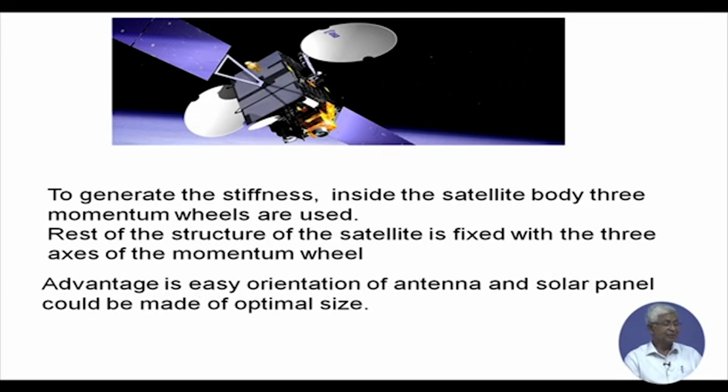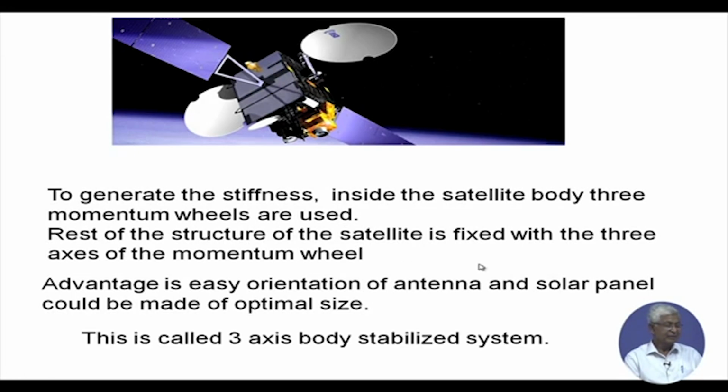The satellite structure can be rectangular or any other shape, and the solar panel could be made of optimal size, always oriented toward the sun. Antennas can be pointed to the service area. So nowadays most of the satellites are this 3 axis body stabilized system. That is the present form of the satellite. So this is a very brief description of what we have seen in the attitude and orbit control system.